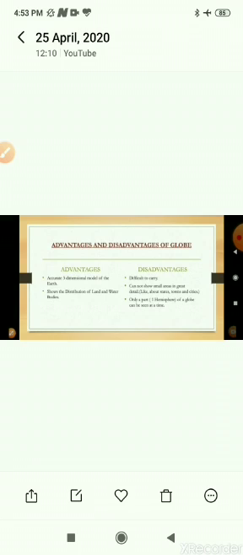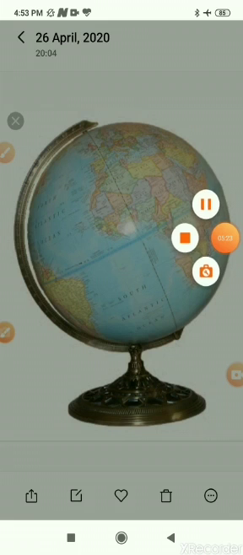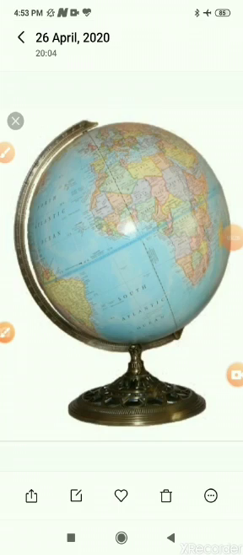Only a part of a hemisphere of a globe can be seen at a time. This is round in shape. So here you can see this part, but the back portion of the earth you cannot see. That's why this is not useful. If you want to see the full earth, the full map at a time, you cannot see it on the globe. Now what is a map? Why is a map required?